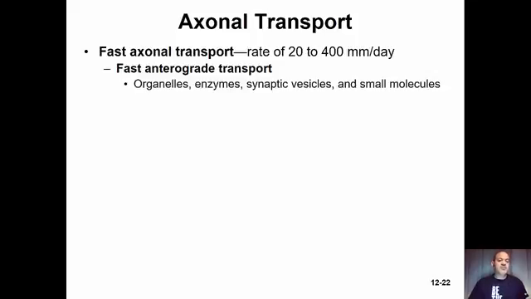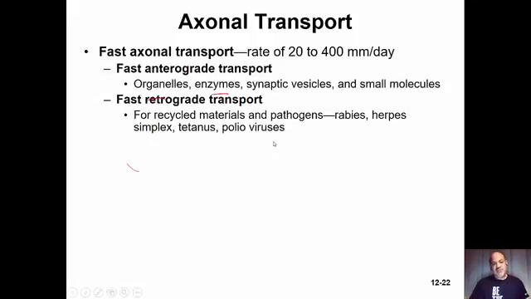And there's fast anterograde transport, and here this is to move organelles, enzymes, synaptic vesicles like the ones that had acetylcholine in the last chapter at the neuromuscular junction, and small molecules. Then we have fast retrograde transport. This is for recycled materials and pathogens. Unfortunately, pathogens also follow this path. For example, diseases of the nervous system include rabies, herpes simplex, tetanus, and poliovirus.